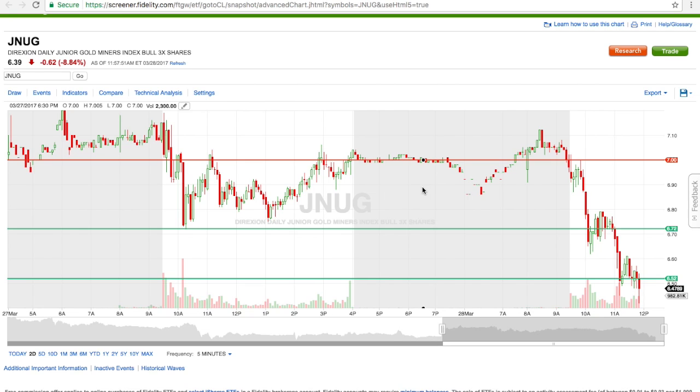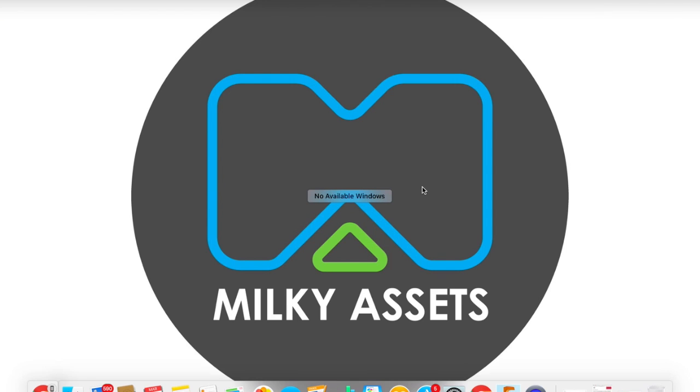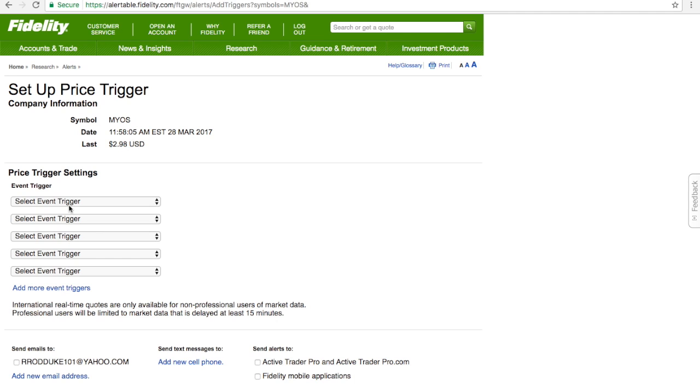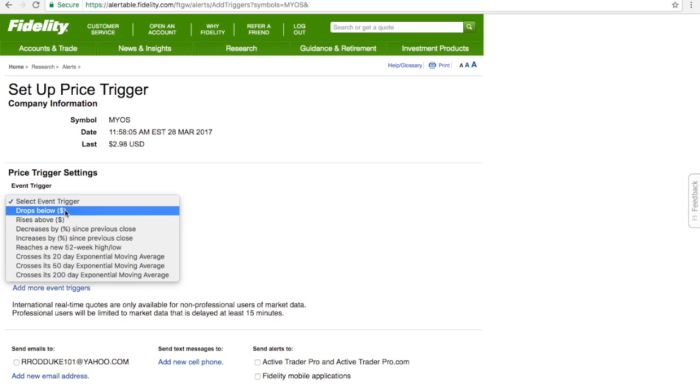And now I'm going to show you actually how to set an alert. So with this Fidelity platform, if you guys aren't too familiar with it, there's two ways of doing it. You can actually set it from this actual screen. You can set it from here, and you can set price alert. So you can do it this way, and then it will take you to this page right here, and then you could actually set when it rises above or drops below.